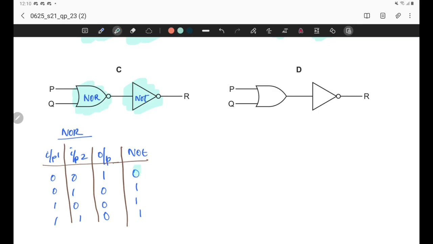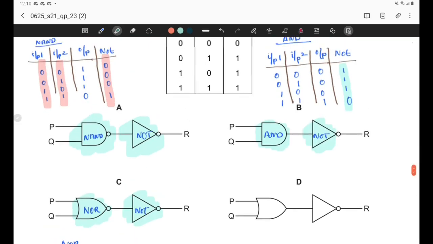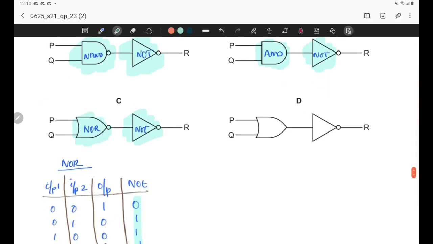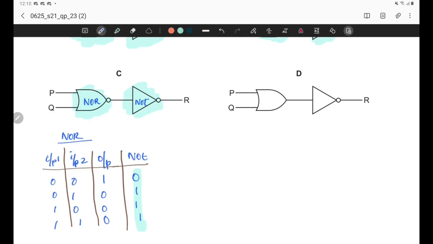So we can see the output for the option C logic gate combination is 0, 1, 1, 1. And in the given truth table also we are getting the same output at R. That means the logic gate given in option C represents the truth table given in the question. Therefore the correct answer is option C.